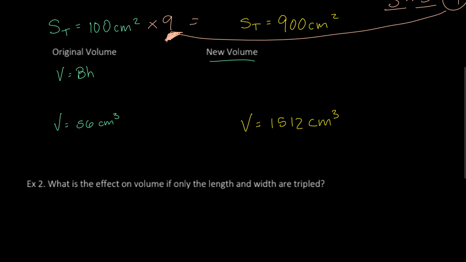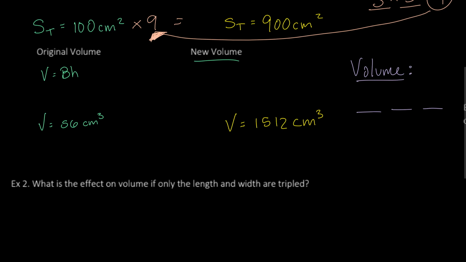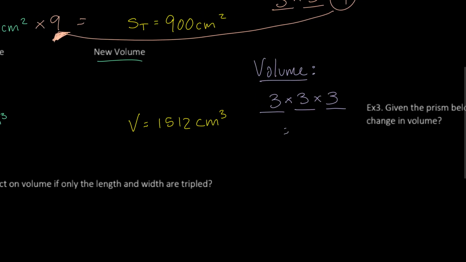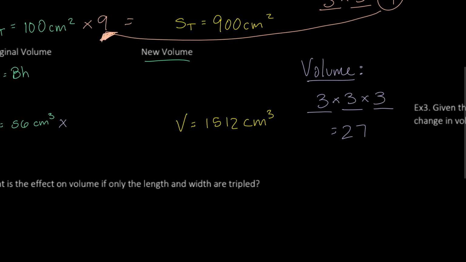So how many dimensions is volume? 3. So I have 3 dimensions here, and each one is multiplied by 3. So are we getting 3 times larger with volume? How many times larger are we getting? What's 3 times 3 times 3? So all I had to do here was multiply by 27 to get my new volume.